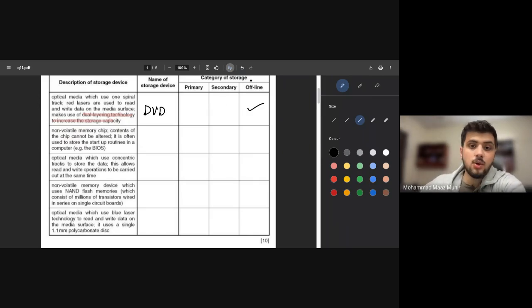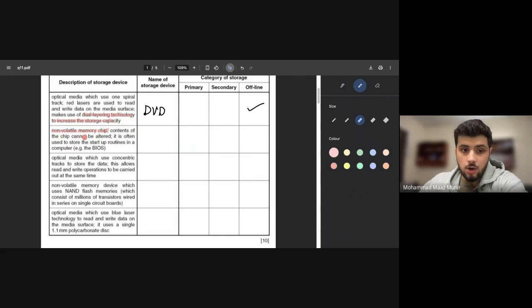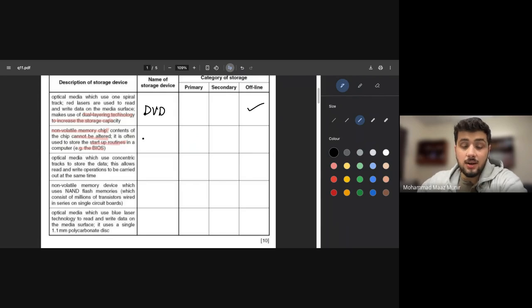Then the second one is a non-volatile memory chip. Contents of this chip cannot be altered. It is often used to store the startup routines of the BIOS. We did discuss this yesterday also. So this is talking about ROM, read-only memory, and this is a part of your secondary memory. Now, you should remember such things.